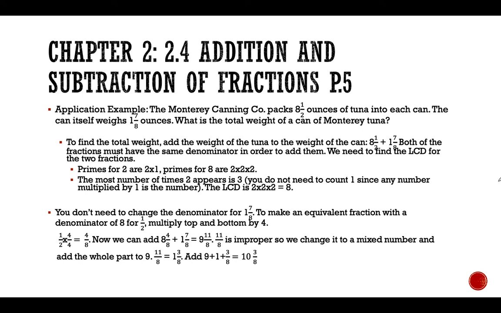Now we can add 8 and 4/8 plus 1 and 7/8, and that equals 9 and 11/8. 11/8 is improper, so we have to change it to a mixed number and add the whole part to 9. 11 over 8 equals 1 and 3/8. Add 9 plus 1 plus 3/8, and that equals 10 and 3/8.